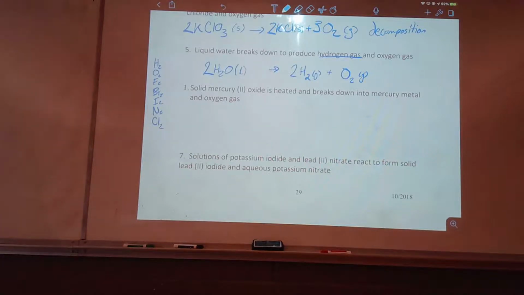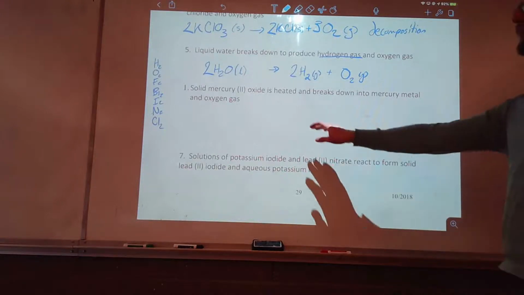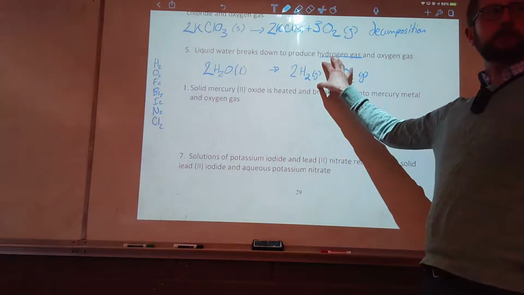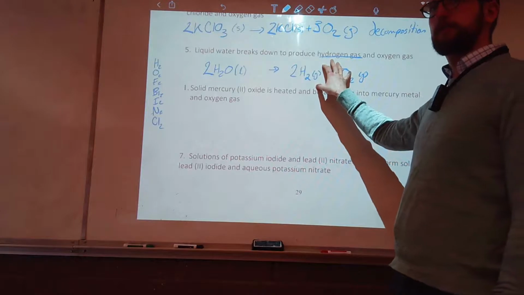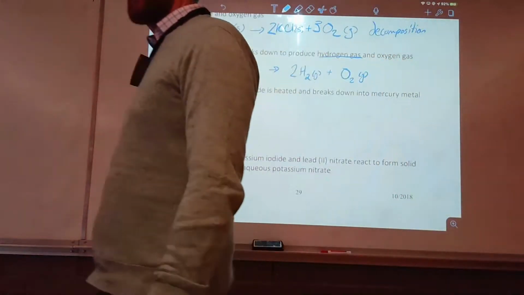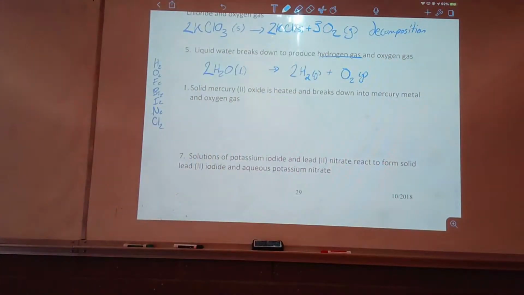Solid mercury oxide is heated and breaks down into mercury metal and oxygen gas. Oh, this said water breaks down into these gases. So what kind of reaction is it? Decomposition, yeah. Good. Just waiting to hear from more than one person. Decomposition.